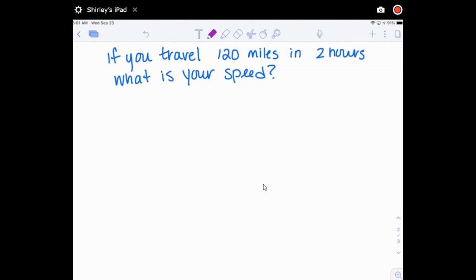Alrighty, today we are covering our last topic involving scale factors. So we're going to look at a bunch of speed problems. What you're going to see today are a bunch of problems similar to this one. However, they do get a little bit more complicated.